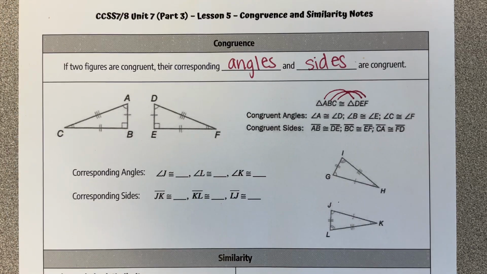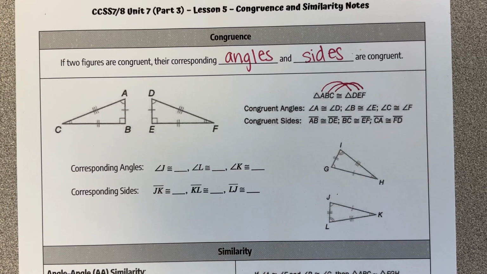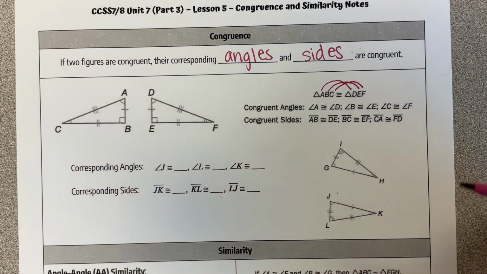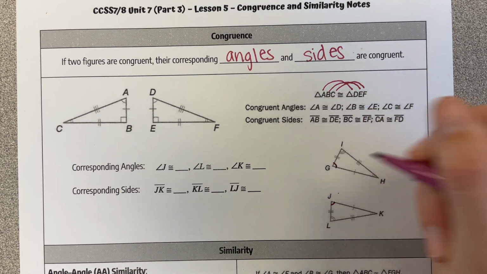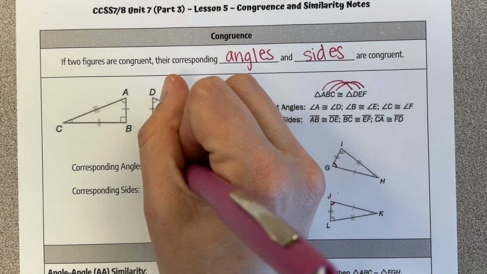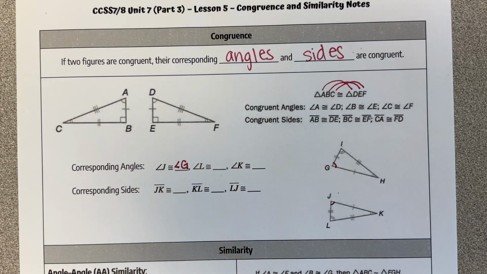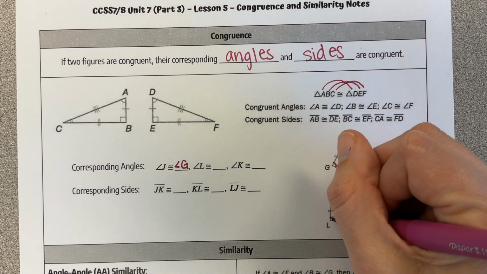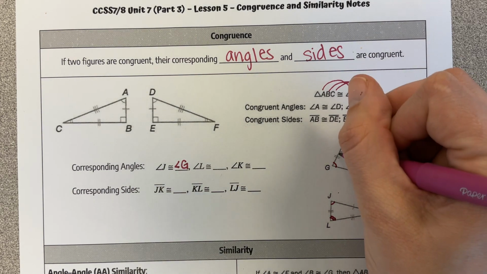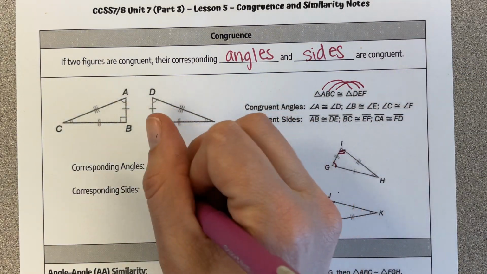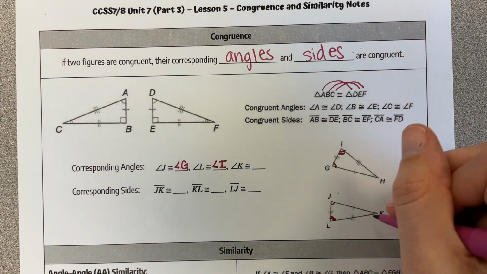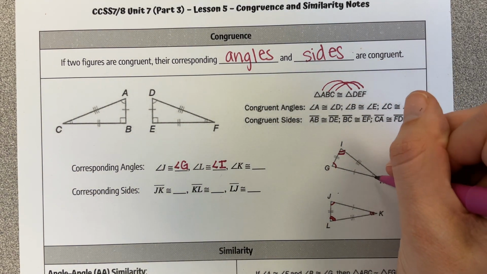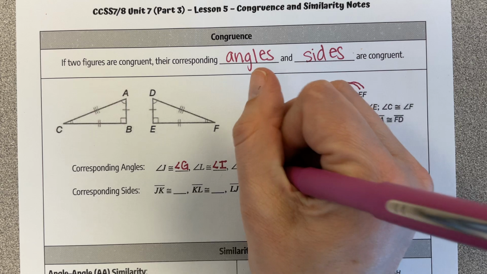So looking at this example, angle J, since that has the one line there, is congruent to angle G. Angle L, that has the two lines, is congruent to angle I with the two lines. And then K, which has 3, is congruent to H, that has 3.